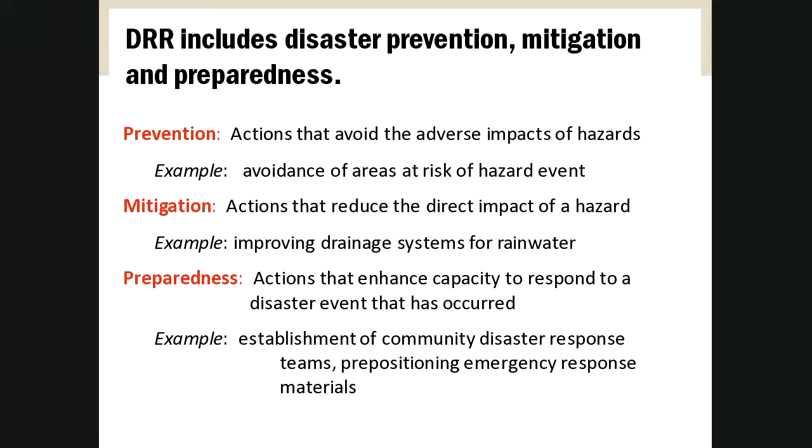DRR, if you look at the whole inclusive part of DRR, it includes these areas. It's what do we do to help prevent. We can't prevent earthquakes. We can't prevent typhoons, but we might be able to prevent a flood by building a wall, or we may be able to remove people away. We can mitigate, we can reduce the impact of the hazard by perhaps improving drainage systems for rainwater. And we can spend a lot of time looking at preparedness. And these are actions that will enhance or build the capacity of people to respond to the disaster when it happens.